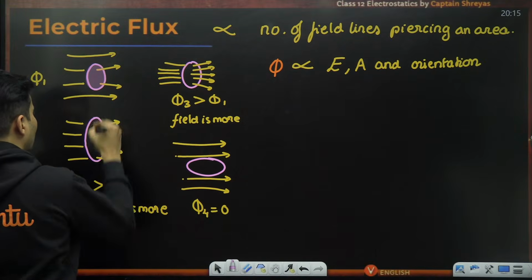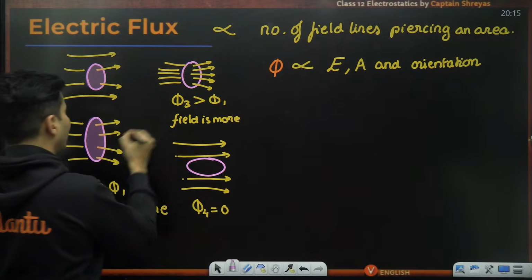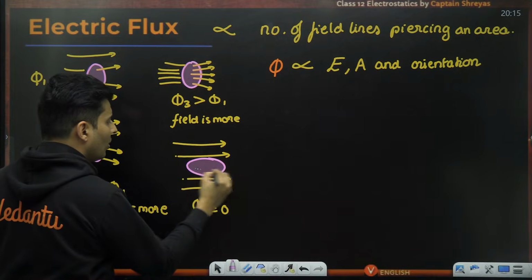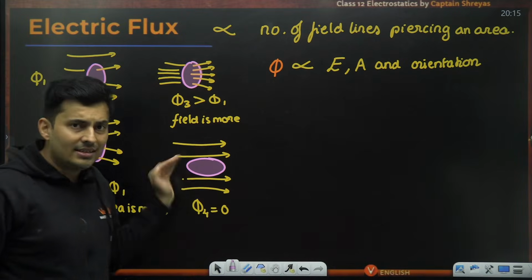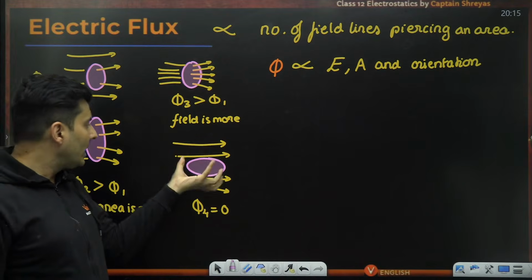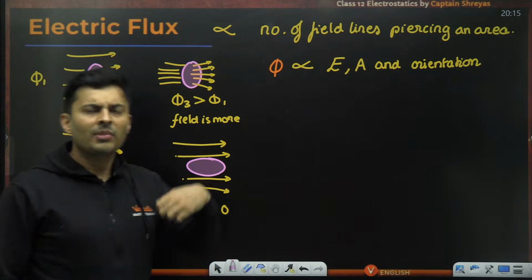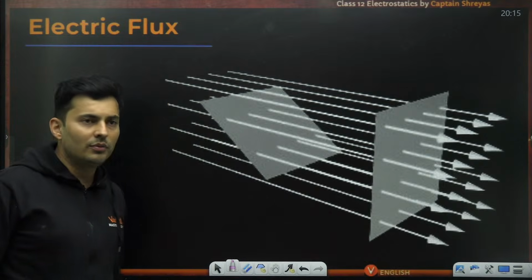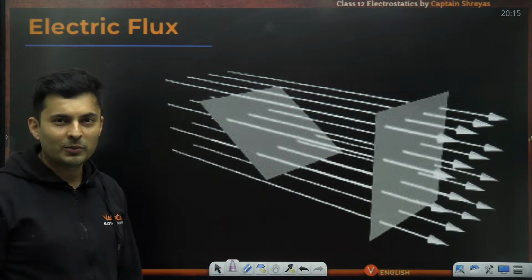Here, the area was so oriented that the flux was able to pierce through it. But here, it is so oriented that the field lines are not piercing through it. So that is the reason why flux is 0. Hence, the orientation of that area matters. How does it exactly matter? For that, I have a beautiful visualization for all of you.